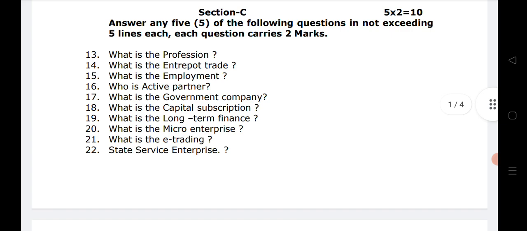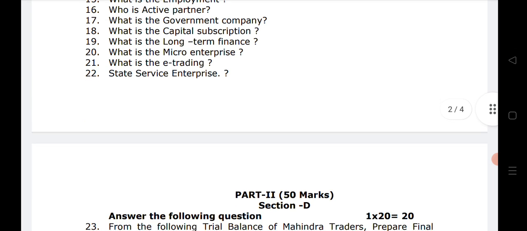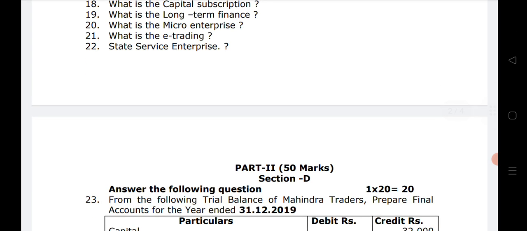Let us see the 2 marks questions, 13 to 22. You have to answer 5 questions out of the given questions. Each question carries 2 marks. These are very important questions: profession, import, trade, employment, active partner, government company, capital subscription, long-term finance, microfinance, e-trading, and state service enterprise.